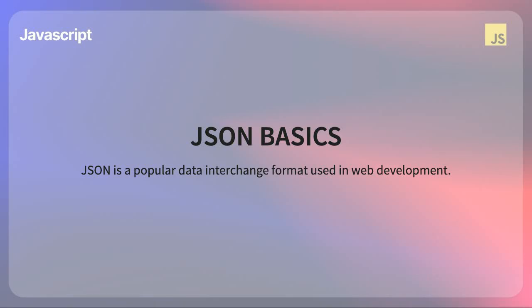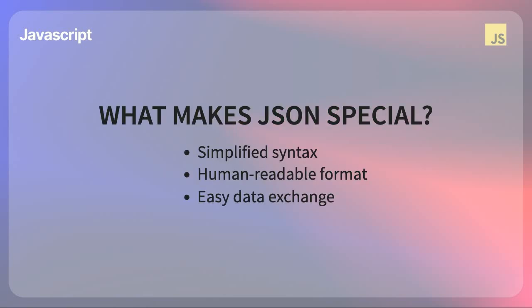First, let's define what JSON stands for: JavaScript Object Notation. It's a lightweight, human-readable format for exchanging data between web servers and clients. JSON has become the standard for data exchange on the web because of its simplicity and ease of use. It allows developers to quickly create, read, update, and delete CRUD operations.